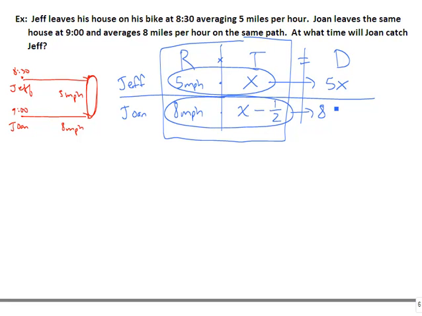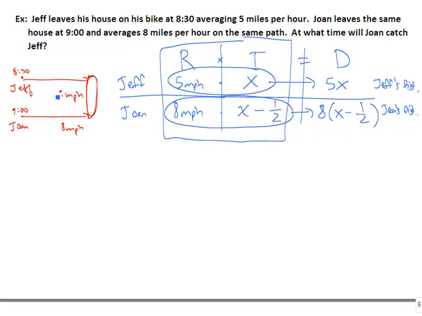So 8 parentheses x minus a half. So we have Jeff's distance and we have Joan's distance. Now in this problem, are these two distances equal or do they add up to some third number like the last problem? Well, think about our picture over here. Are they traveling the same distance?